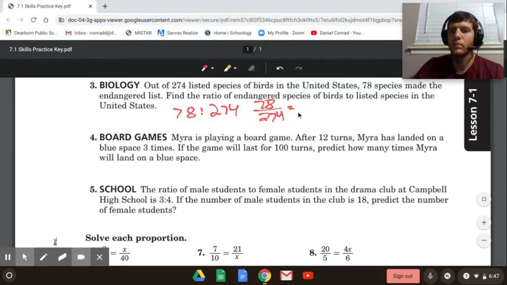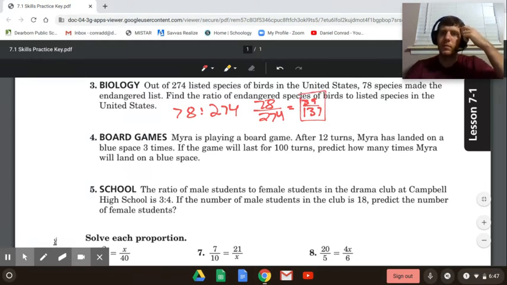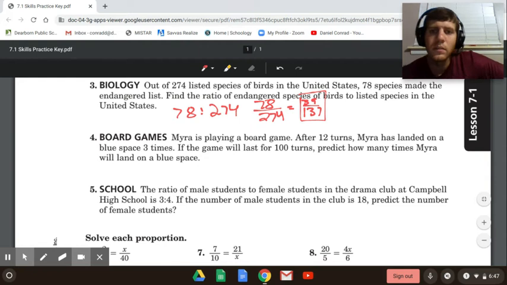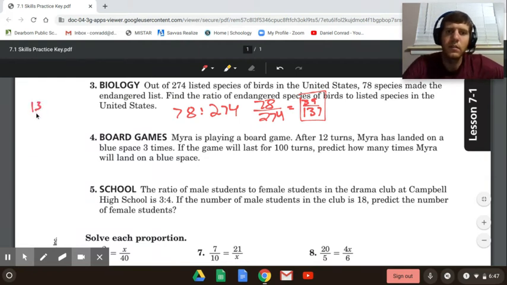If we want to reduce that, let's see, divide by 2 and 2 because they're both even. That's going to be 39 over 137. Right? I don't think you can reduce that anymore. You might be able to do 13. I don't know. How many times does 13 go into 137? Nope. Not going to work.